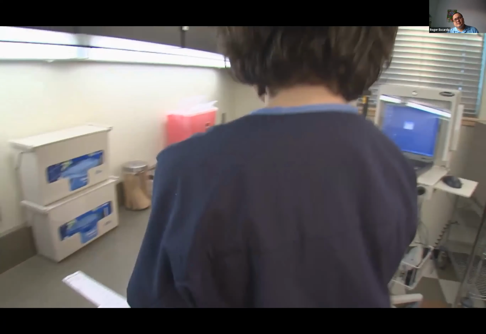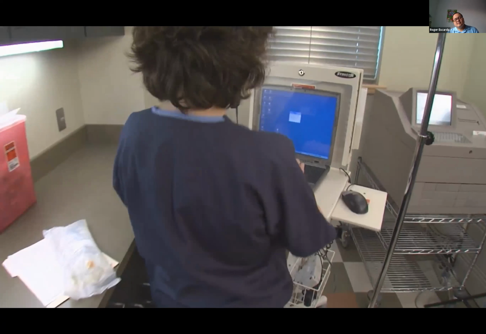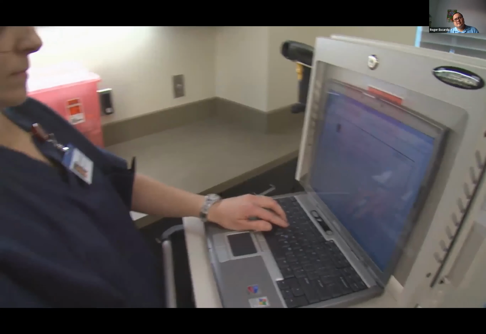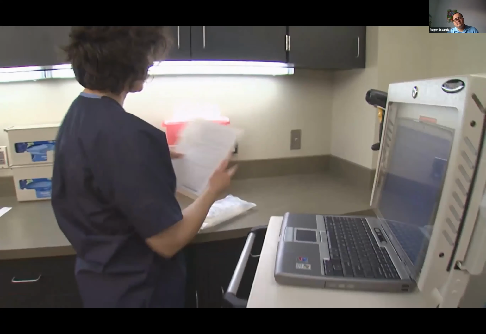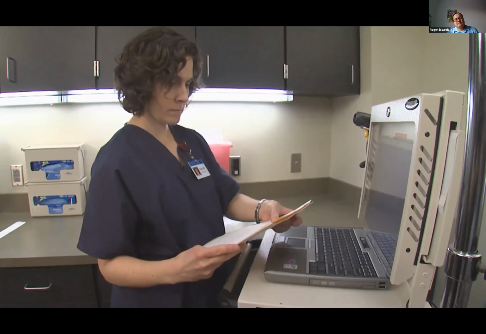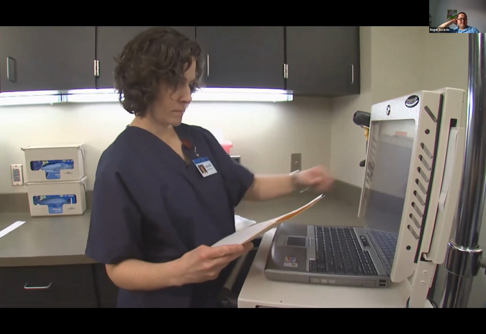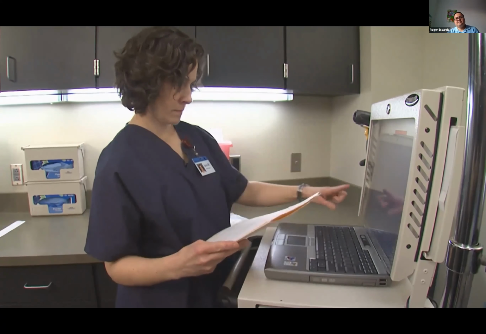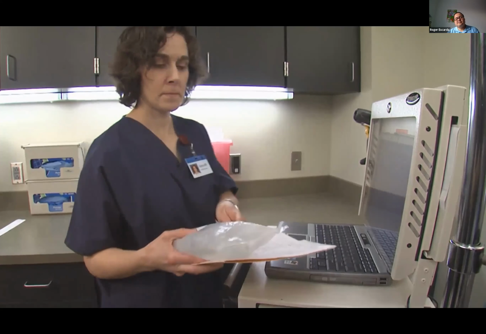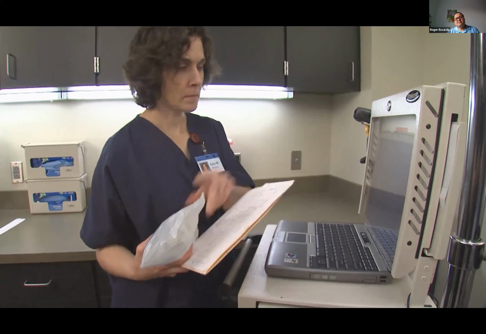Compare the IV solution to the information on the medication administration record, the MAR. Verify that the provider's order and the MAR both indicate the right patient, the right drug, the right dose, the right route, and the right time. Also verify that the correct IV fluid, infusion rate, and duration or volume to infuse are on the record.